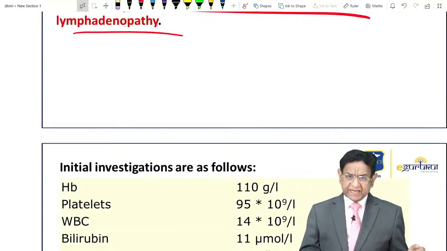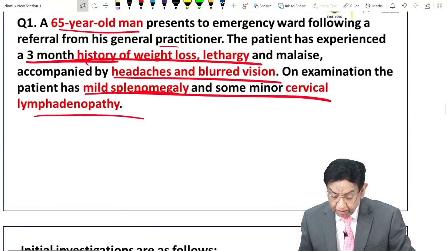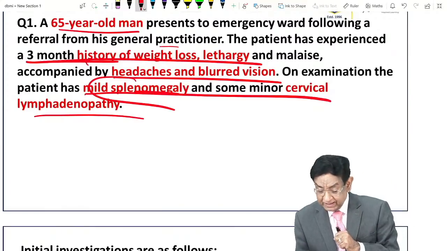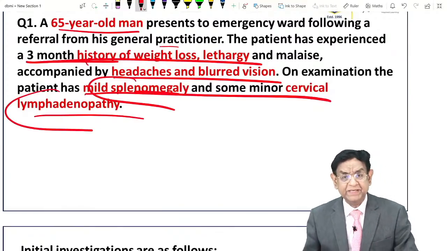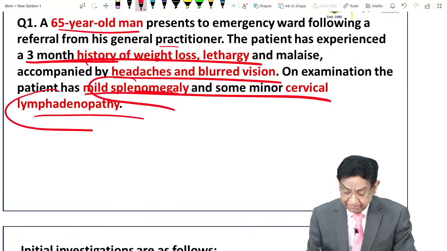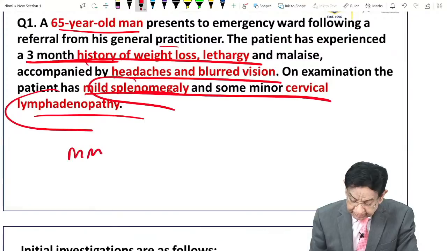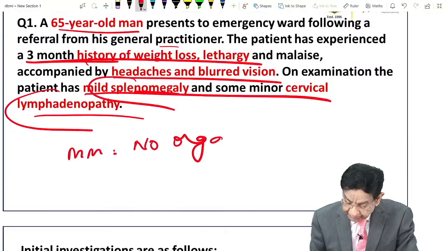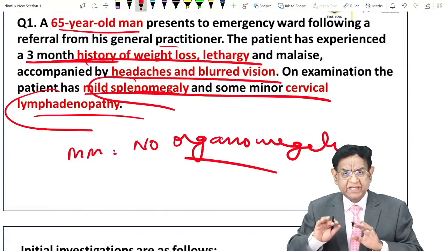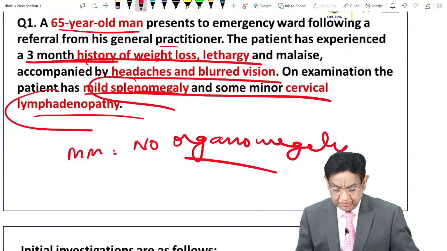Well, again go back. Is there anything against multiple myeloma? Yeah. Oh, yes. Splenomegaly, lymphadenopathy. Now write down. In multiple myeloma, no organomegaly. And moreover, no lytic lesion. These are all against multiple myeloma.